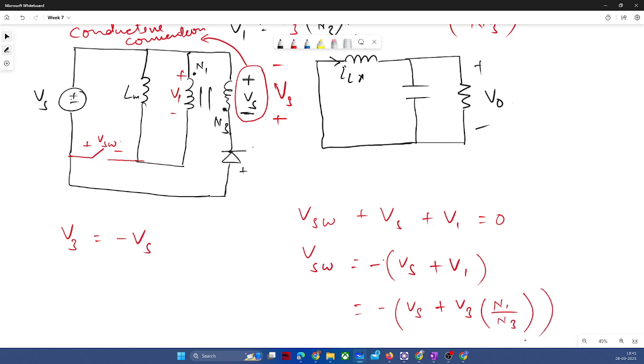Sir, V1 will come on the right hand side, no? V switch plus Vs equal to V1, you are saying? Yes, sir. No, no, see, if you apply KVL, from negative to positive we are going, then negative to positive here also. Okay, so here positive, it should be V3. Okay, it should be V3.